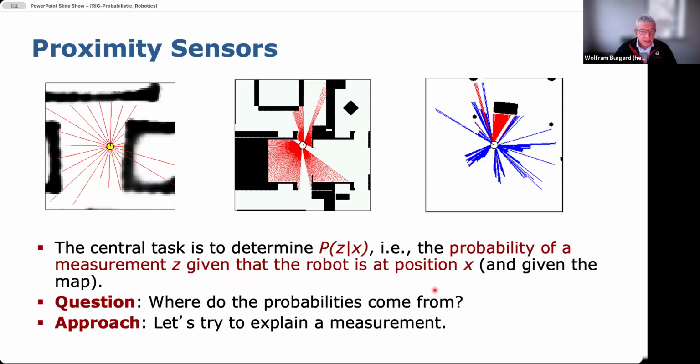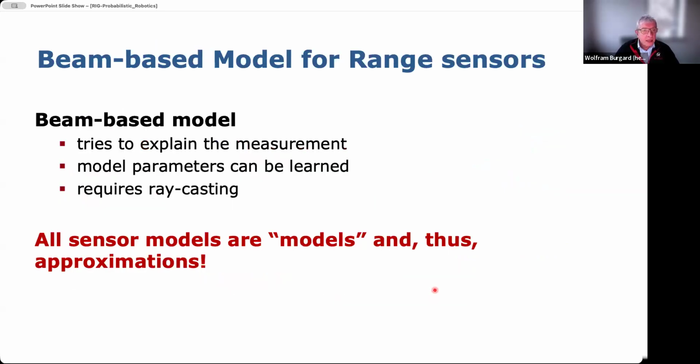And yeah, where do these probabilities come from? That's the key question. And what we are going to do is we are going to try to explain a measurement, right? So how does a measurement get into the channel? How is it generated? Basically, that's what we're asking. And that model that we are going to talk about is a so-called beam-based model, because we are looking for typically these ultrasound beams or a LiDAR beam, and we are trying to figure out what are the potential failure cases and how can we represent them in such a sensor model.